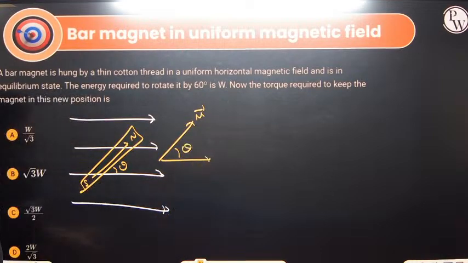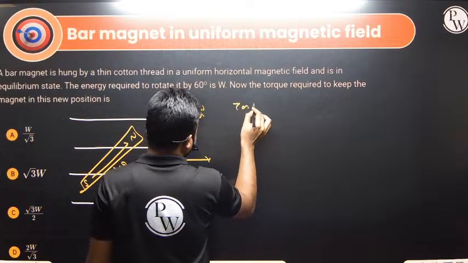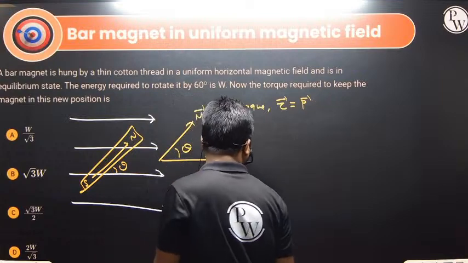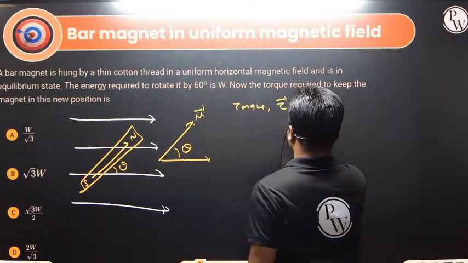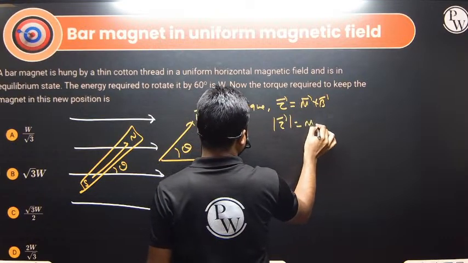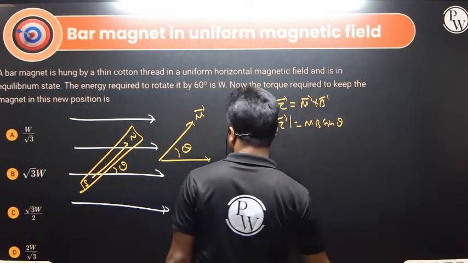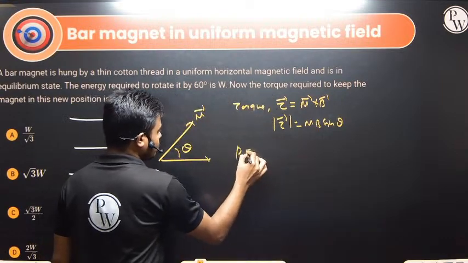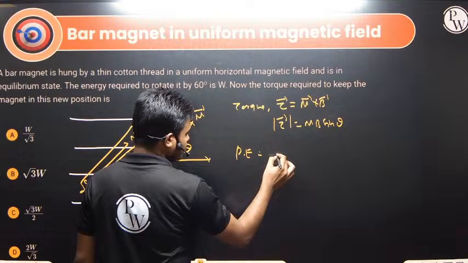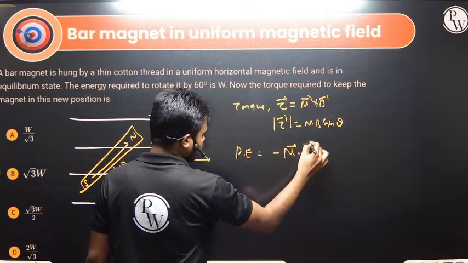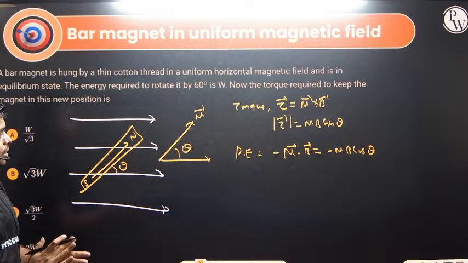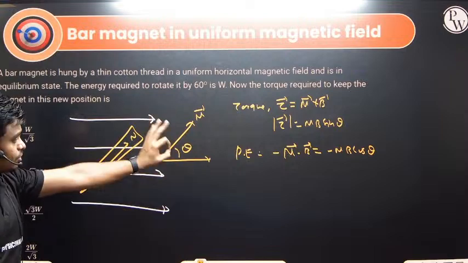So here we define certain terms. What is that? First term, torque. So what is torque? The torque is defined in vector form as M cross B. M is the magnetic moment, M cross B. And if I write the magnitude of this, the torque is given by MB sine theta. Okay, this is torque. If we talk about the potential energy of this, that will be given by minus M dot B. So that will be minus MB cos theta. Minus MB cos theta will be the potential energy of the given magnet in a uniform magnetic field.